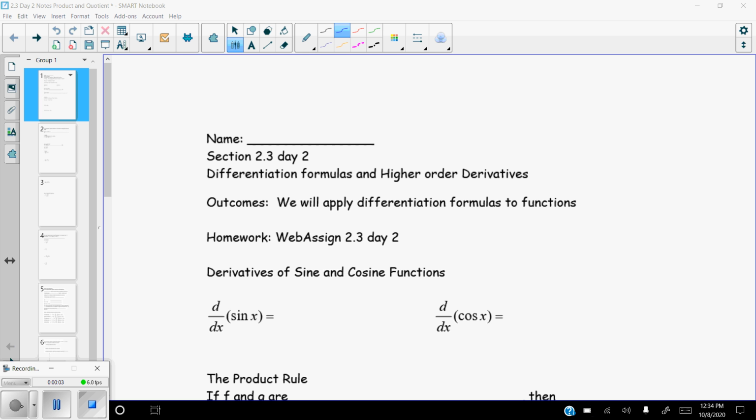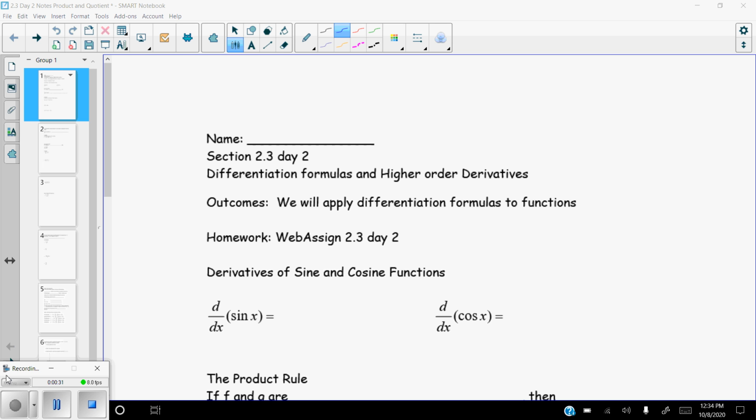Okay, so this is going to be section 2.3, day 2. It's actually a continuation of what we did last time, except this time we're going to talk about a couple of more formulas that you guys are going to use, as well as what's called higher order derivatives. So we're going to be able to apply the differentiation formulas to functions and be able to look at some applications of the higher order derivatives.